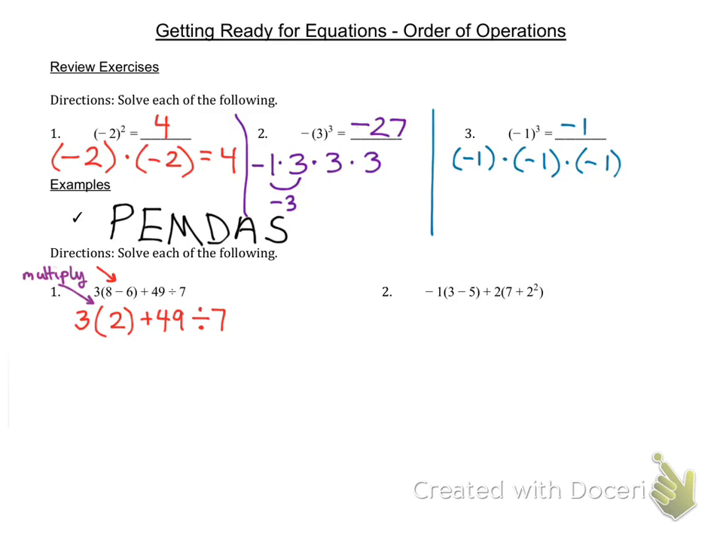So first I'm going to start from the left side and then go to the right side. So first I'm going to start with 3 times 2, which is 6. That's all the way on the left side. I'm going to rewrite the rest of my problem. And now I see division. 49 divided by 7 is 7. So this is 7 right here. And then I'm going to bring down everything else, so 6 plus 7. And then our last step, 6 plus 7, is 13. So according to order of operations, your answer is going to be 13.